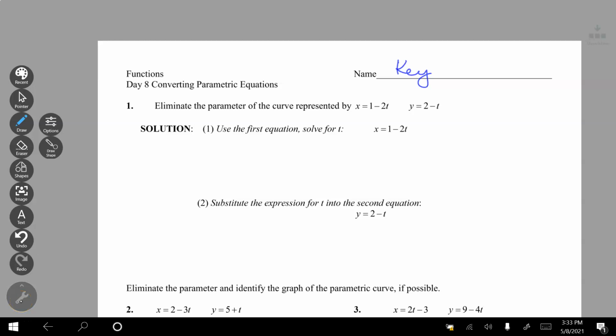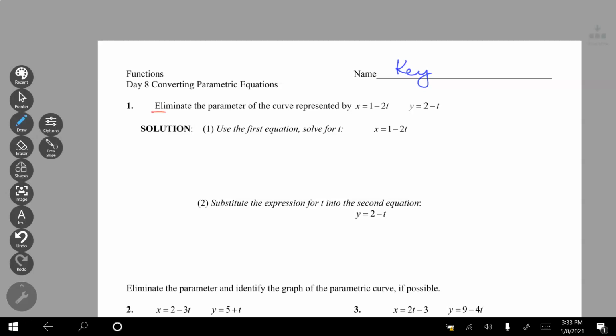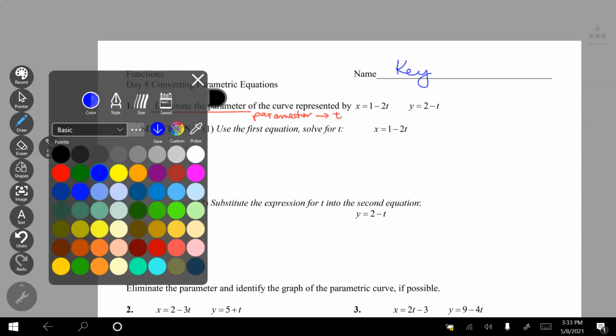Welcome to Day 8, the last day in Unit 7, Converting Parametric Equations. So what we want to do is take our two parametric equations and convert them into just one Cartesian rectangular equation. So what we need to do is eliminate the parameter, and the parameter is the variable t.